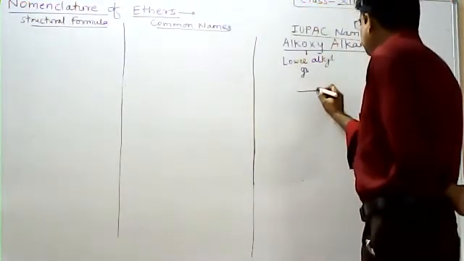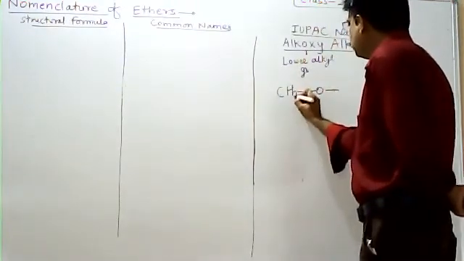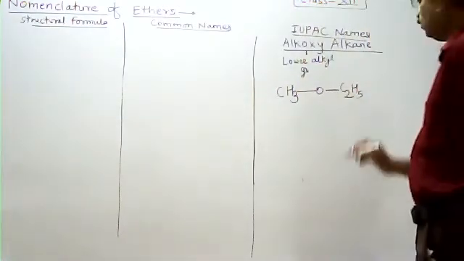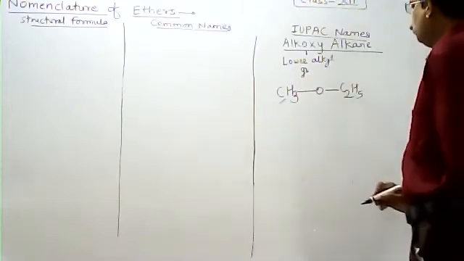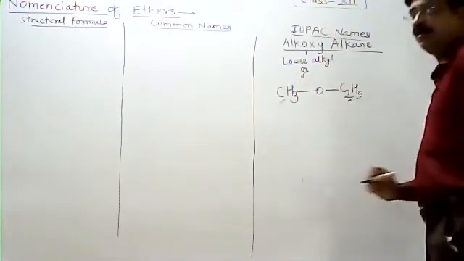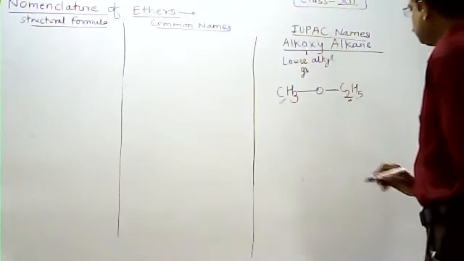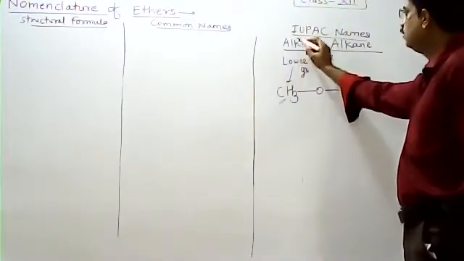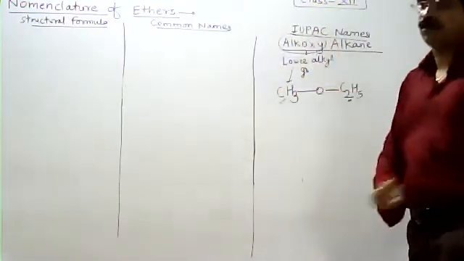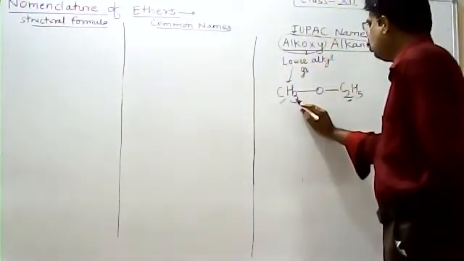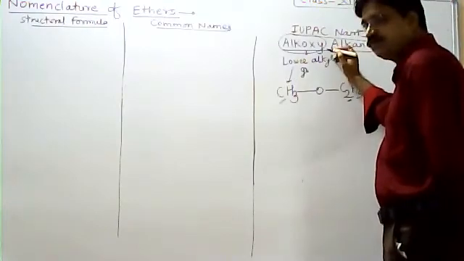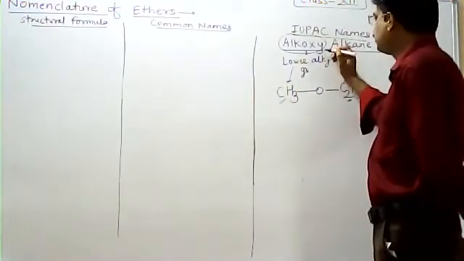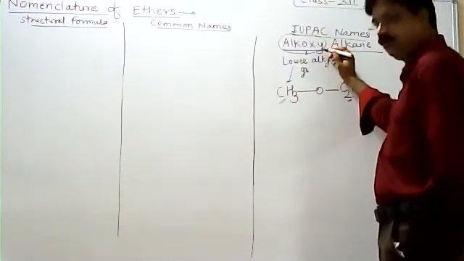So in the ether, suppose here a methyl group is there, and here an ethyl group is there. This is the lower alkyl group containing only one carbon. This is a higher alkyl group containing two carbons. So this is the lower alkyl group. The lower alkyl group is considered to be the alkoxy part. Keep this in mind. The lower alkyl group is considered to be the alkoxy part.